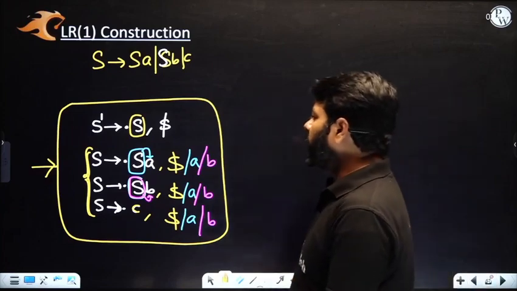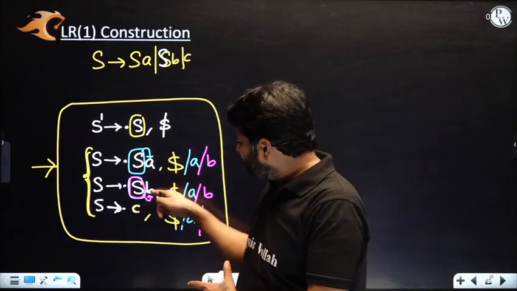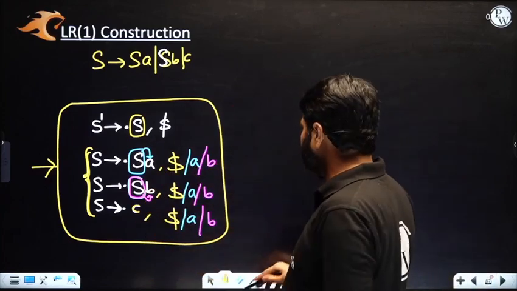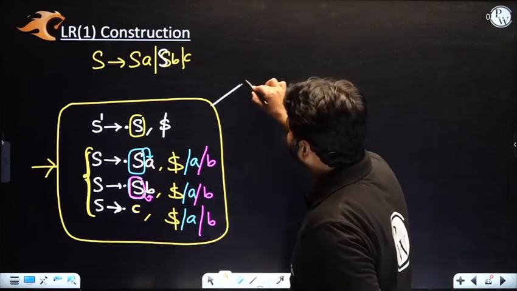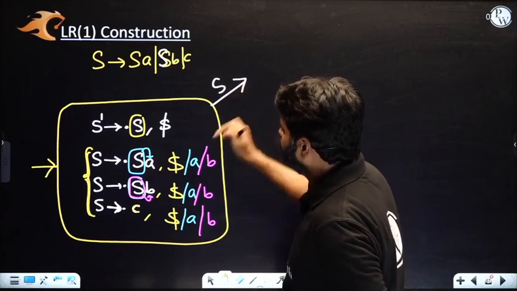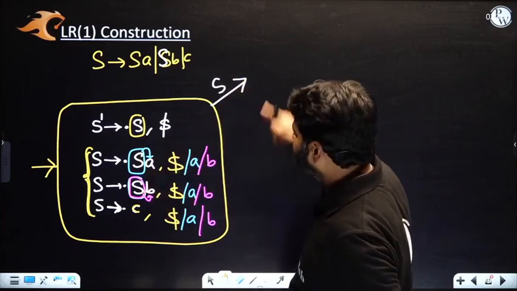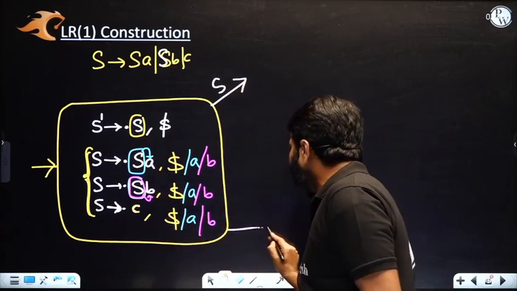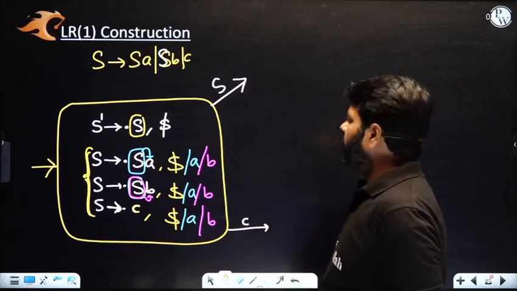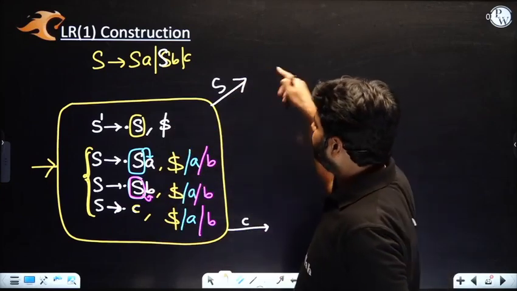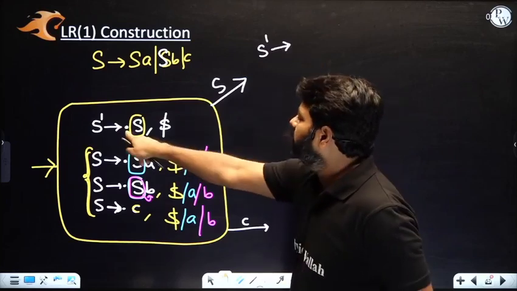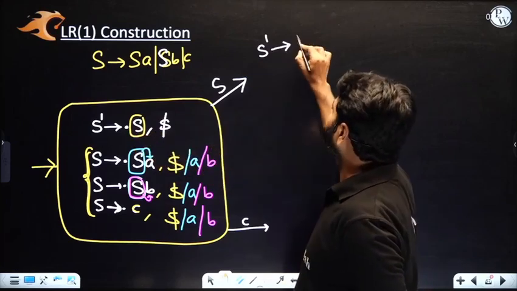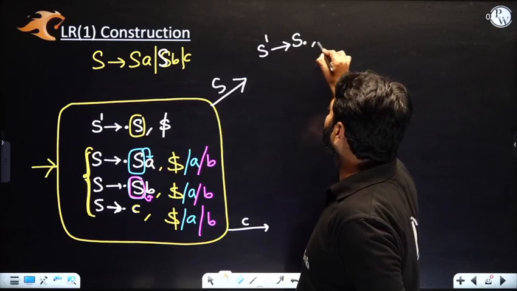Okay, let me now construct without these boxes and arrows. Three productions having S, I'll keep there. One production is having C, so I'll keep here. I'll just move all these three here. S' derives, copy paste, dot S. Now S dot, because we are reading S, comma dollar.